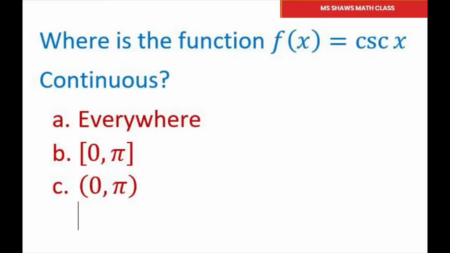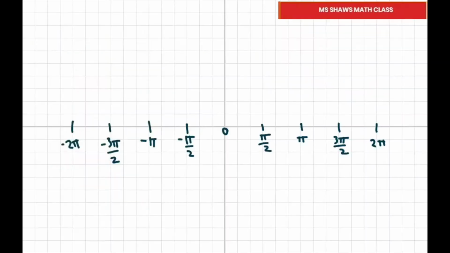Hi everyone, we're going to find where the function f of x equals cosecant of x is continuous. It's kind of like a multiple choice question. Just recall that I can rewrite cosecant of x as 1 divided by sine of x. Alright, so I'm going to do that for my graph. I'm going to write f of x equals 1 divided by sine of x.